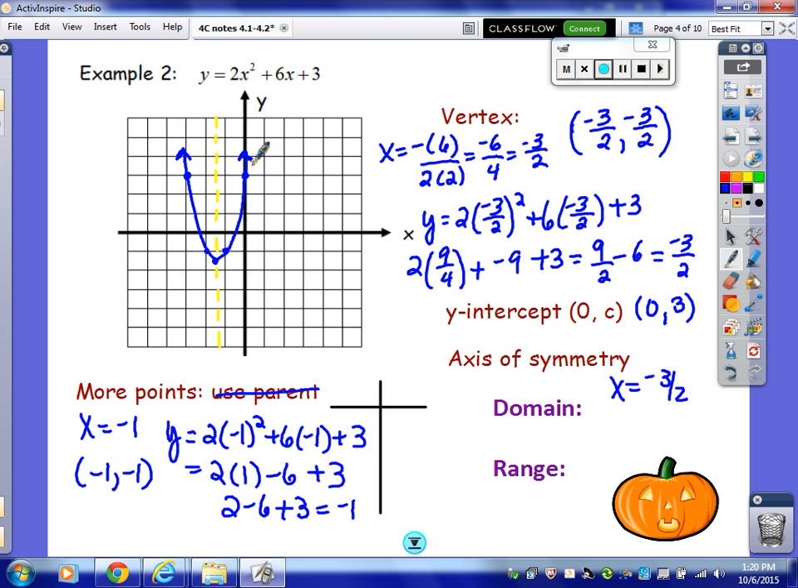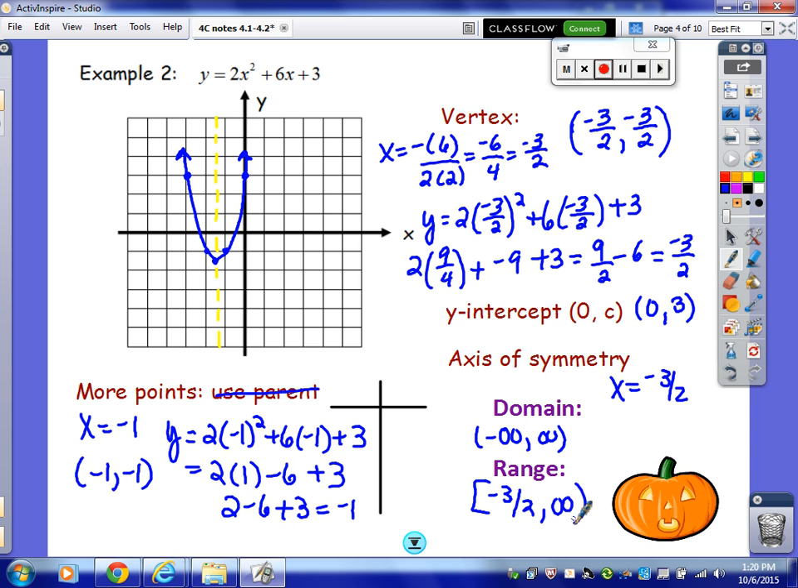All right, domain, practice those vocab words. It's going to be all reals. And my range, this thing has a minimum at negative 3/2. It is closed, and it goes up to infinity. So if you have a fractional vertex, it shouldn't be a problem.